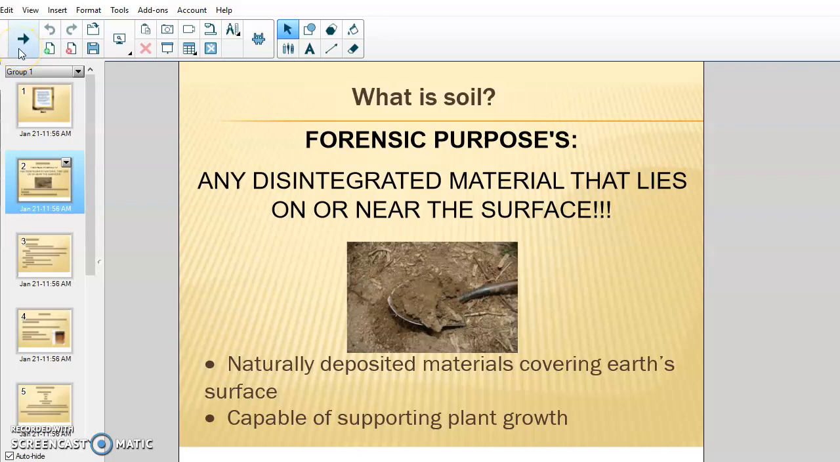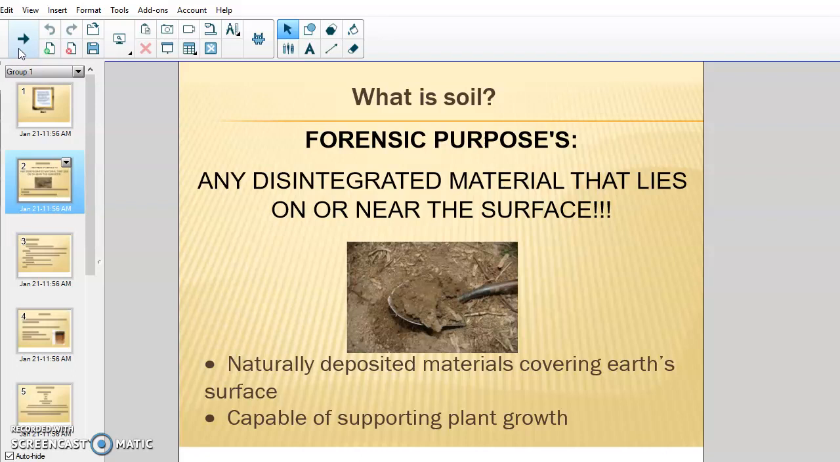So first thing we're going to talk about is what is soil. For forensic purposes, soil is any disintegrated material that lies on or near the surface. Okay, so there's lots of definitions, kind of scientific definitions of soil, but for our class and for forensic purposes, it's any disintegrated material that lies on or near the surface. So it can include pollen, it can include flowers, it can include glass fragments, it can include rubber off the road, any disintegrated material that lies on or near the surface.